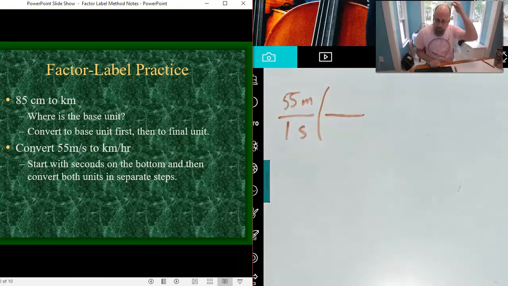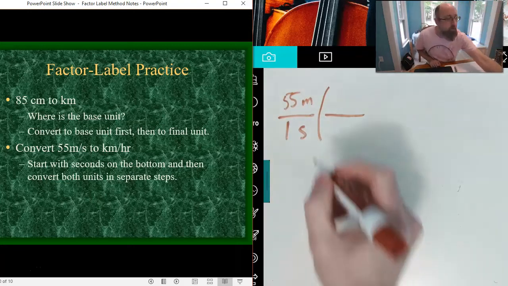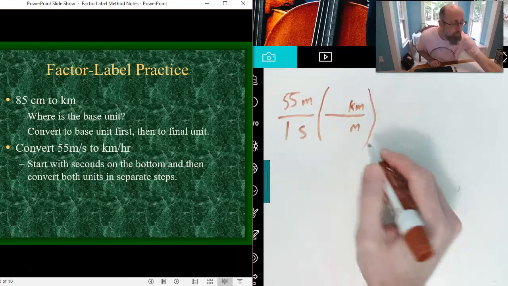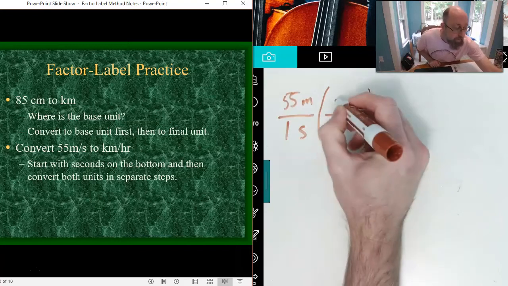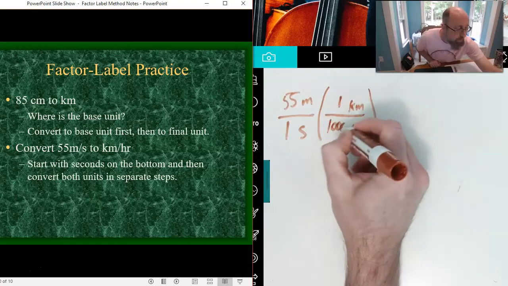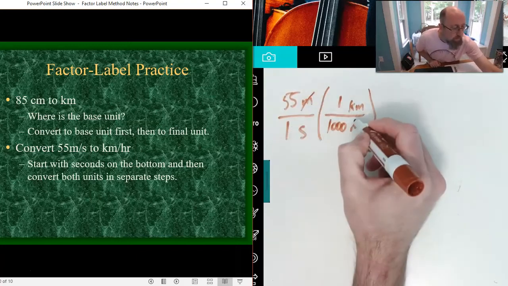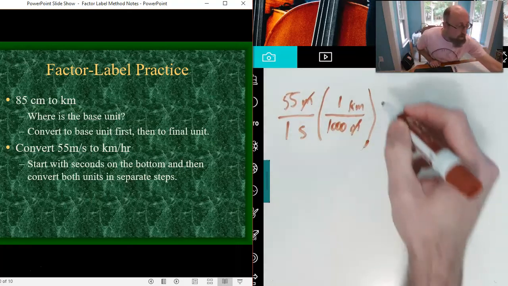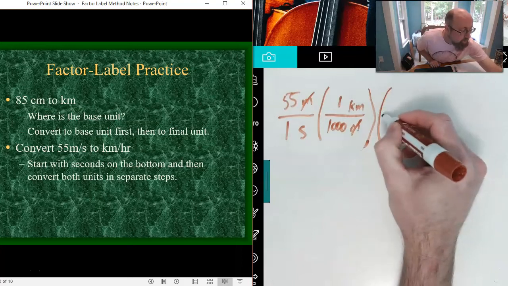So the first conversion that I need to make: we're supposed to turn meters to kilometers, so I'm going to do that first. I'm going to put meters on the bottom, kilometers on the top. And again, as we know, 1 kilometer is 1,000 meters because that's what kilo means. And that cancels out the meters right there. I'm not going to calculate yet. I'm going to make my second conversion factor.